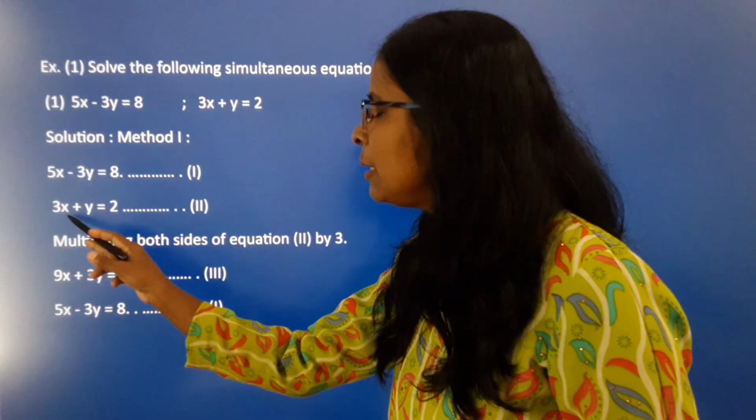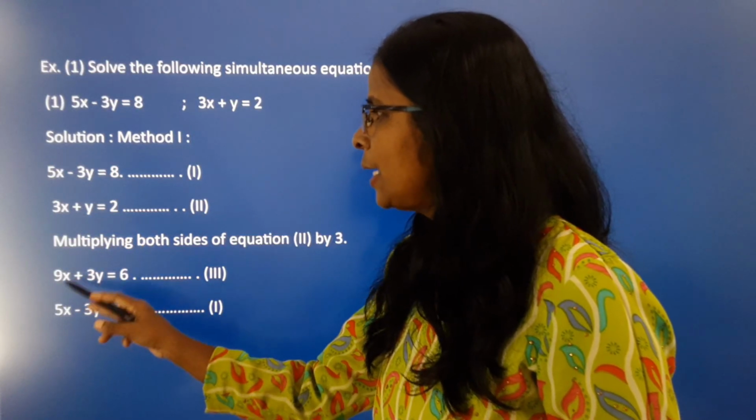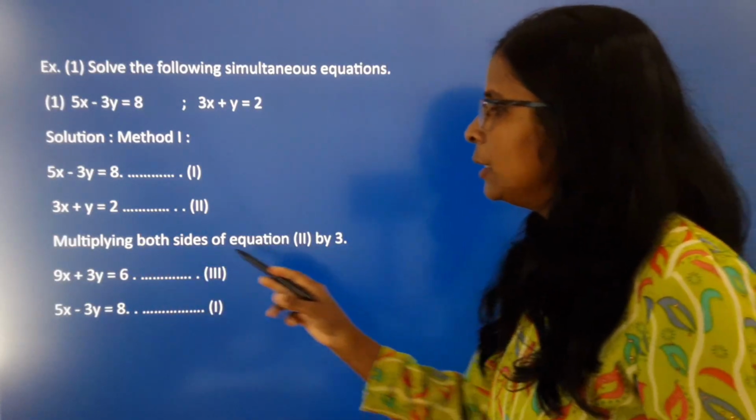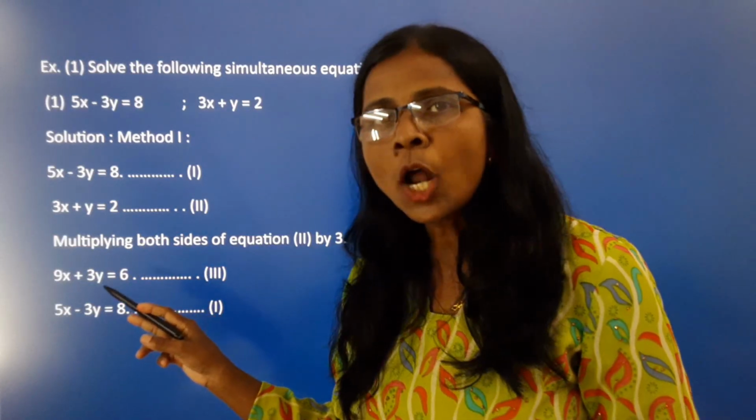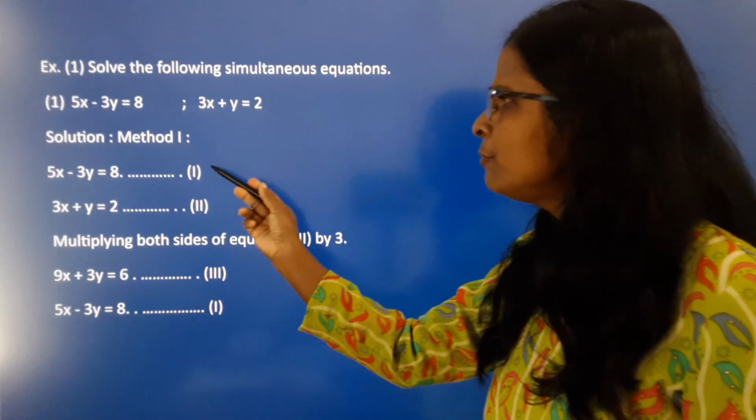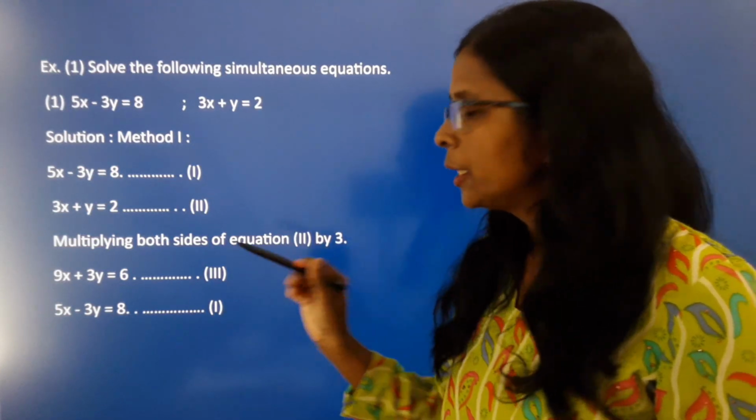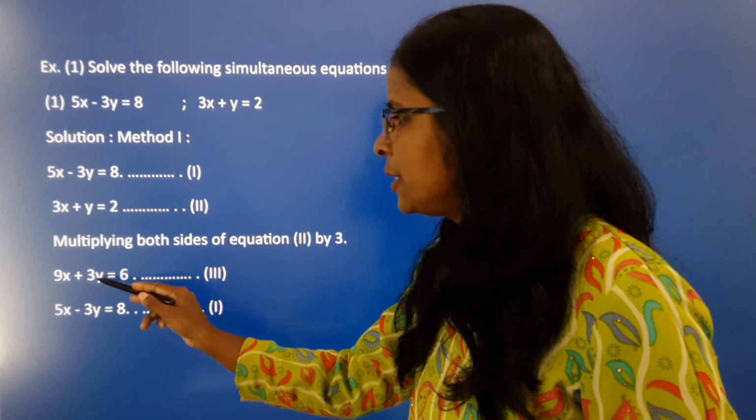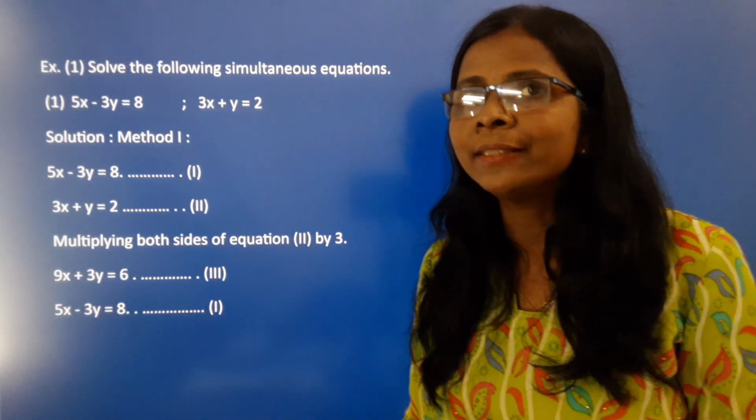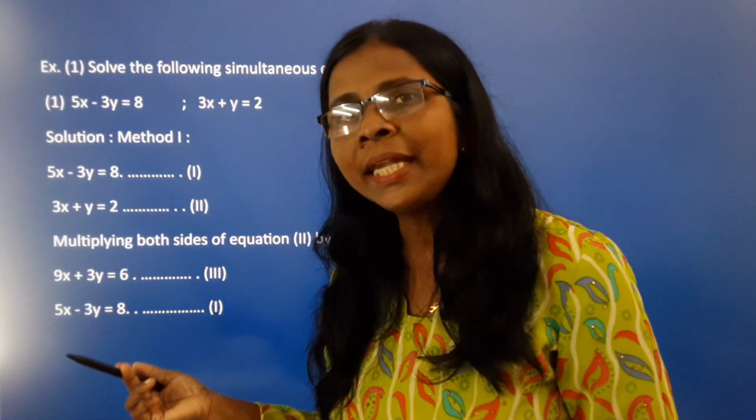So after multiplying by 3, we get the second equation as 9x plus 3y is equal to 6. So now call this new equation the third equation. Now see the first equation and the third equation. What do you see? Carefully observe. This is plus 3y. This is minus 3y. So after adding these two equations, they can be eliminated.